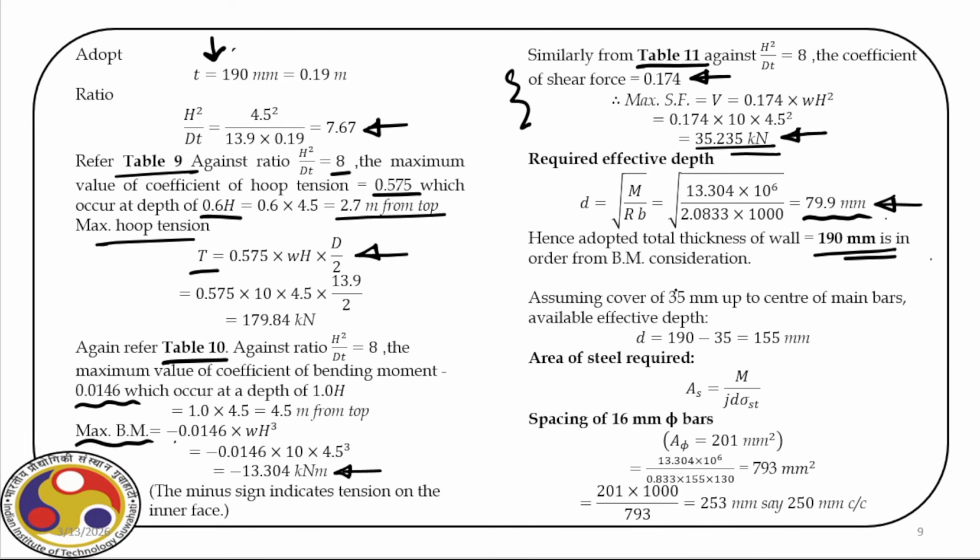So if we assume a clear effective cover of 35 millimeter, then small d is equal to 155 millimeter, which is more than the d required. So Ast we can calculate now. Let us provide 16 phi bar. Each bar will have an area of 201 millimeter square. So the Ast requirement is 793 millimeter square, and for that spacing is 253 millimeter. So let us provide 250 millimeter center to center.